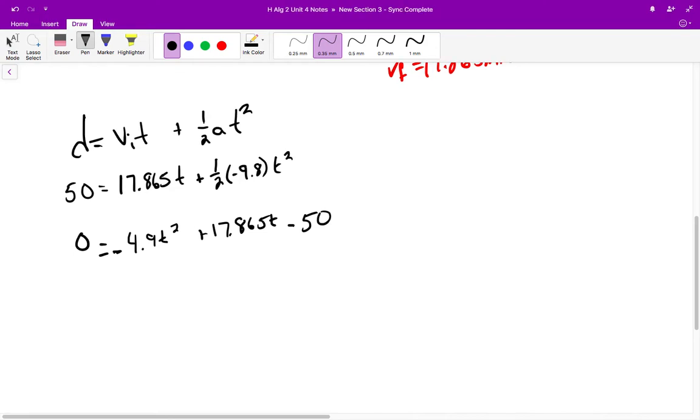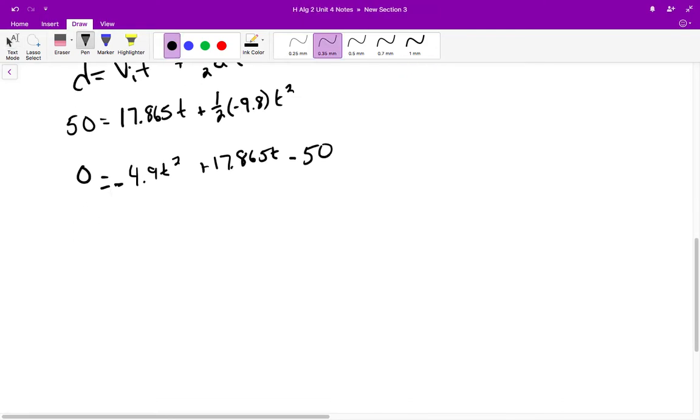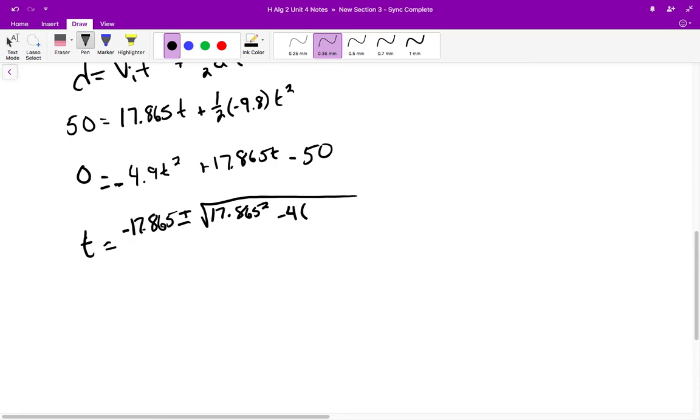Okay. Now, in this case, and pretty much for everyone, this is where you're most likely going to have to use the quadratic formula to say that t is equal to, take the opposite of b, a negative 17.865, plus or minus the square root of b squared, which would be 17.865 squared, minus 4 multiplied by a, which is a negative 4.9, multiplied by c, which is negative 50, all of that divided by 2 times a. So 2 multiplied by negative 4.9.